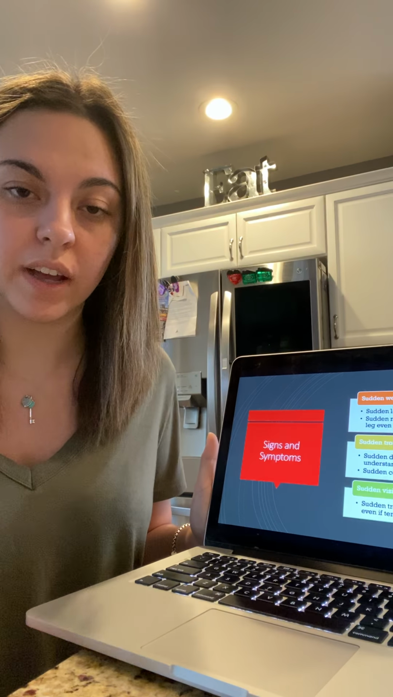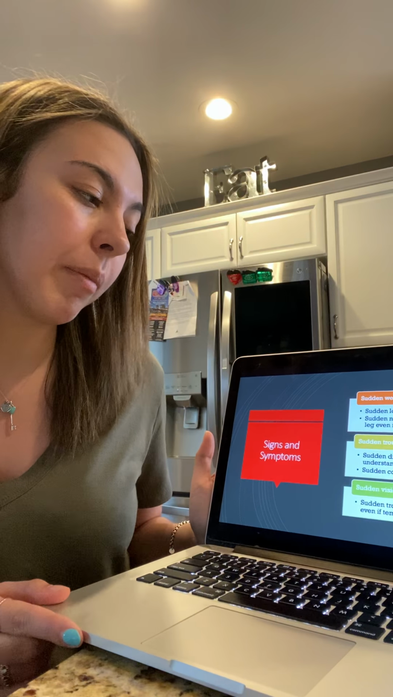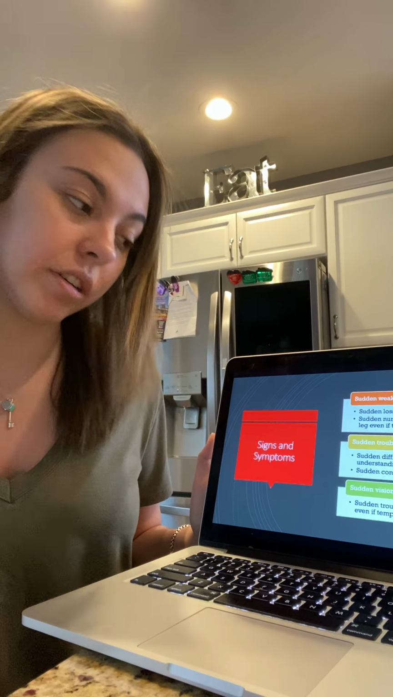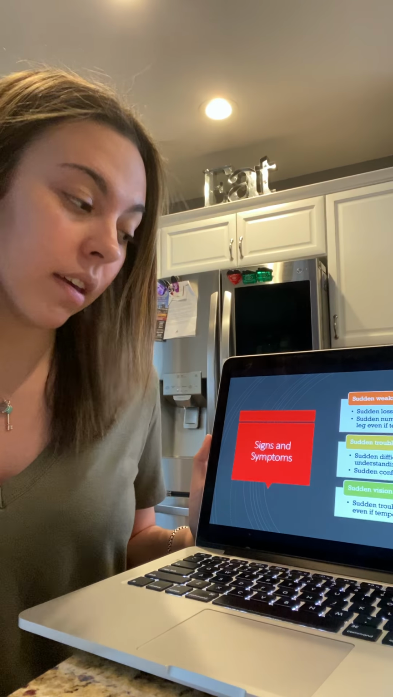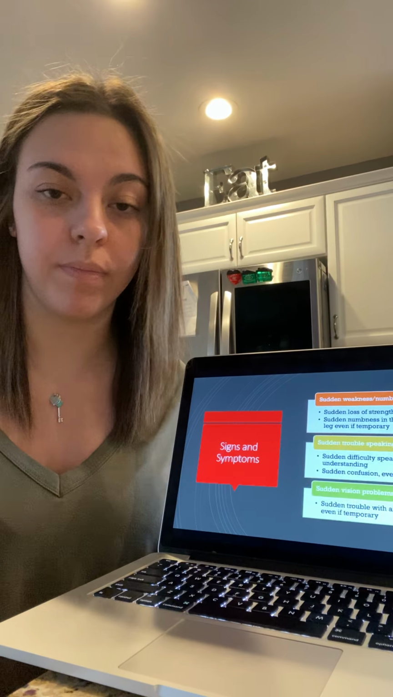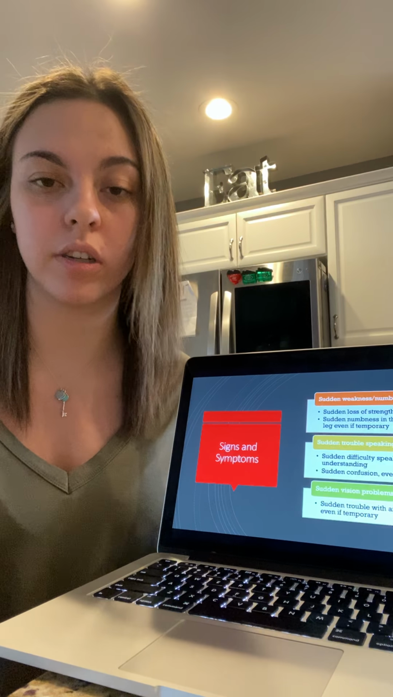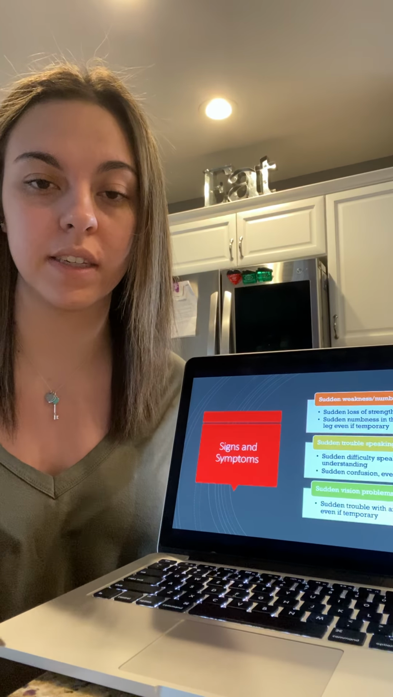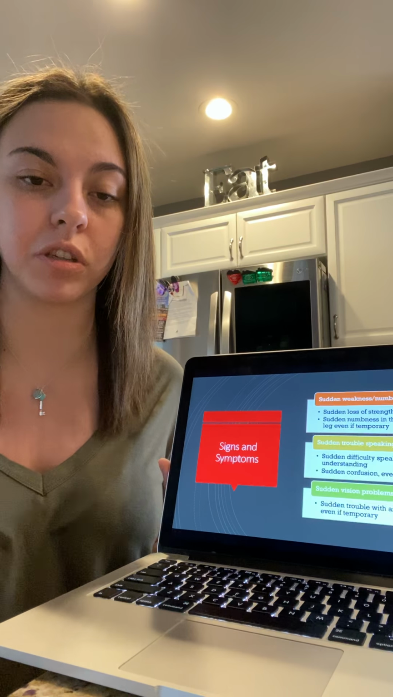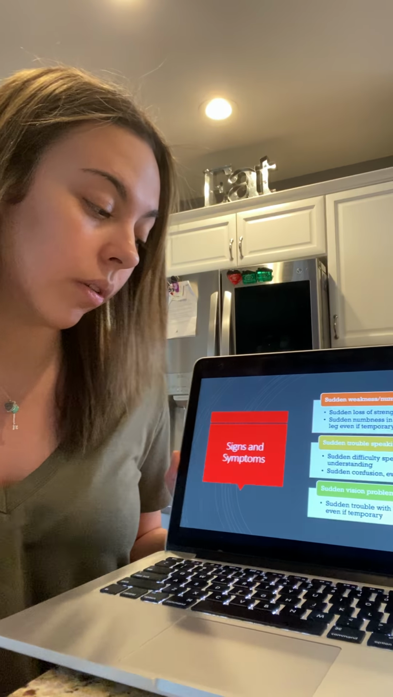Sudden trouble speaking, so that's the S for speech. They may have difficulty speaking or understanding sentences or what they are saying. They will have sudden confusion as well. So again, talk to them, ask them a sentence, ask them to repeat it back to you, see if they understand the sentence or if they have slurred speech when they are speaking the sentence back to you.